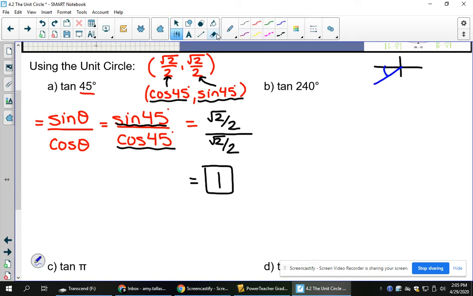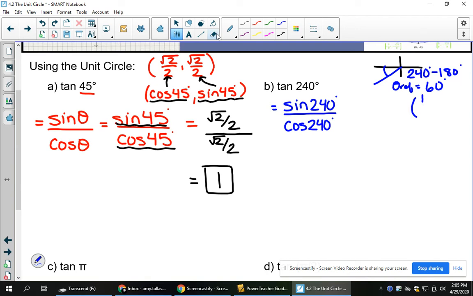It's going to have a reference angle that's 240 minus 180. So it's going to have a reference angle of 60 degrees. So again, this is sine 240 over cos 240. At 60 degrees, what is my point on the unit circle? Well, in quadrant 1, remember the numerators went 3, 2, 1. So it's 1 over 2, root 3 over 2.